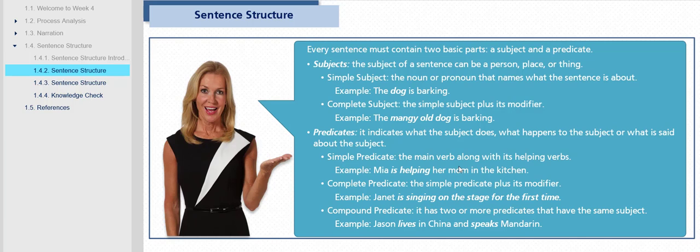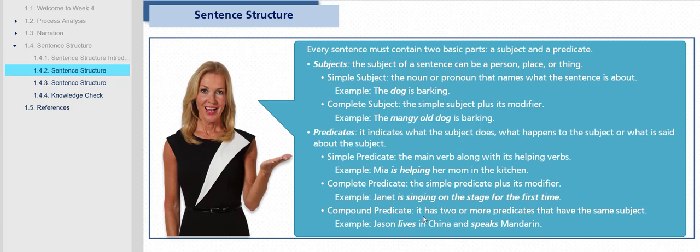Example, Mia is helping her mom in the kitchen. And so a simple predicate is just simply the words is helping. A complete predicate is the simple predicate plus its modifier. And so a complete predicate is all the words after the subject. And so here a complete predicate is singing on the stage for the first time. This whole thing is a complete predicate, the simple predicate with its modifier.